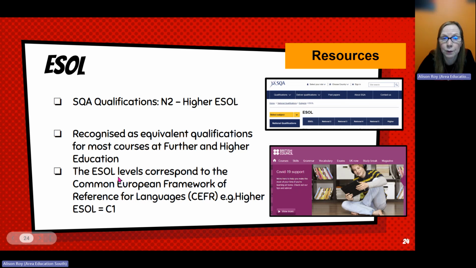The ESOL levels link to something called the Common European Framework of Reference for Languages. So if people have come across these numbers, higher ESOL equals C1, National 5 equals B2. Again, if you're new, sometimes if you're looking for resources and you're teaching ESOL with students at secondary level, many websites will categorize their resources A1, A2, B1, B2, C1, C2. So if you know the level, you can then search for resources at that level.